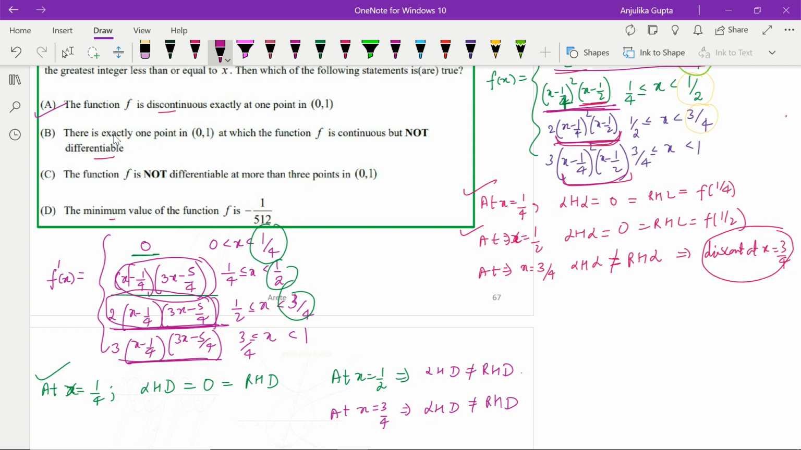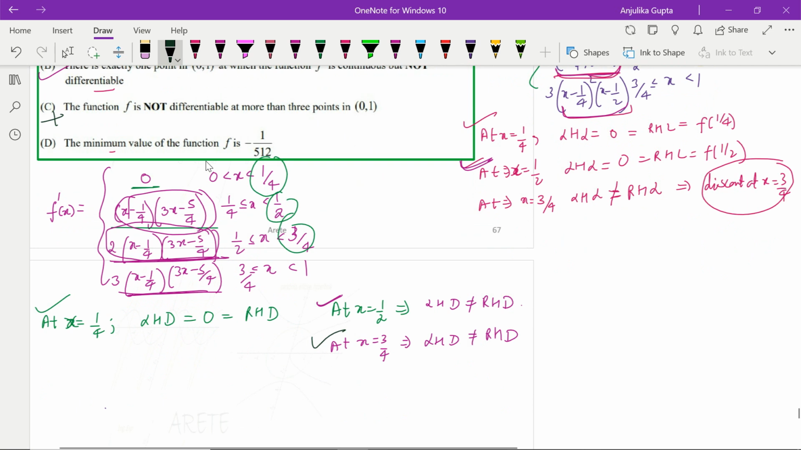Okay, now let's start answering. There is exactly one point in (0, 1) at which the function is continuous but not differentiable, of course, right? At 1/2 you said it is continuous but not differentiable. So this is correct. Now the C part: the function f is not differentiable at more than 3 points. We just got only 2 points where it is not differentiable. So this is wrong.